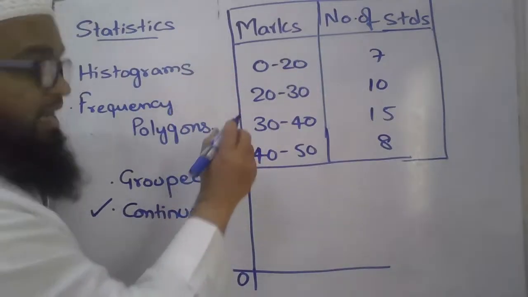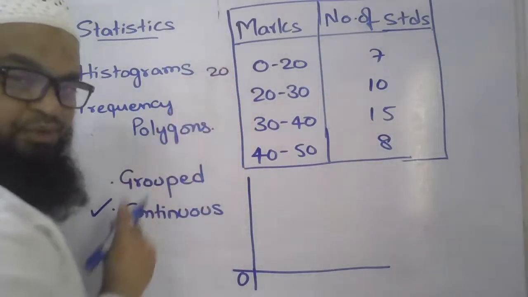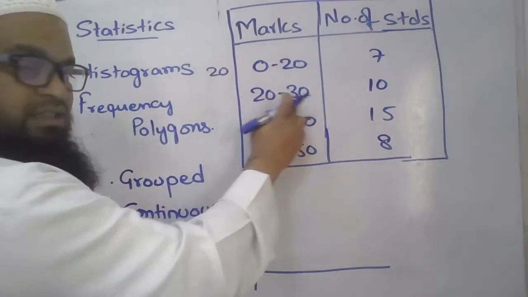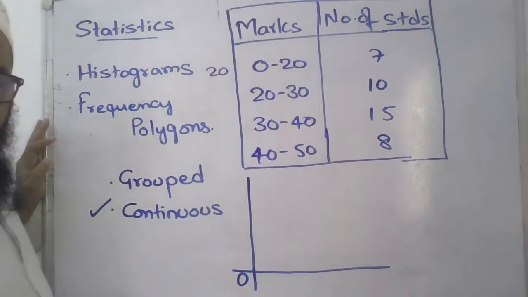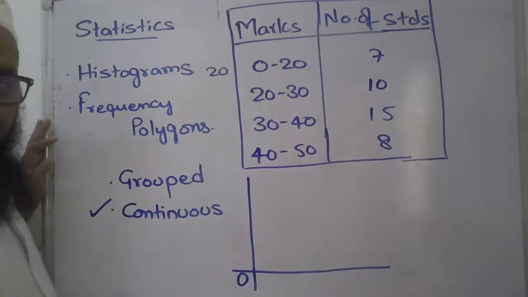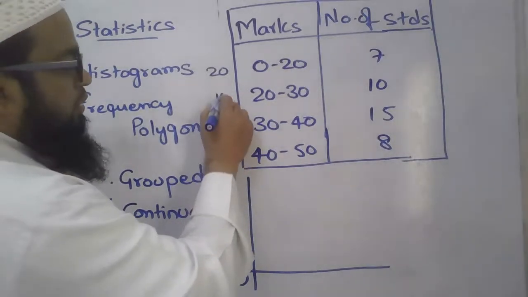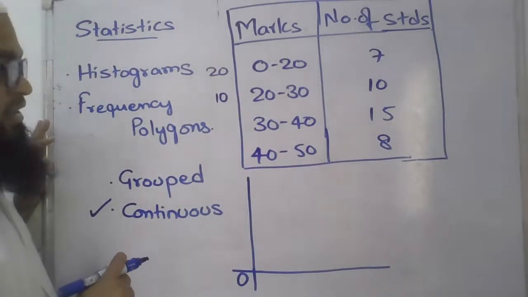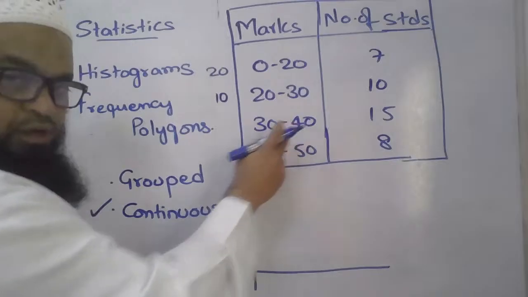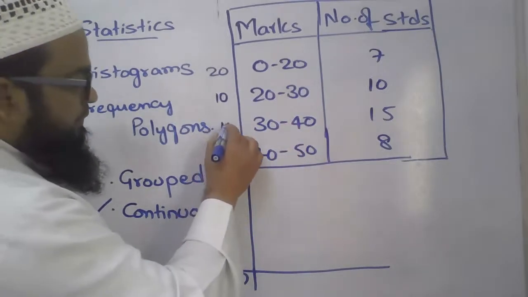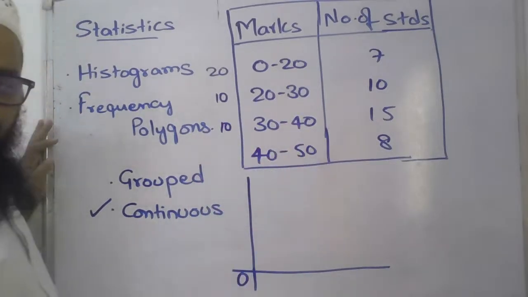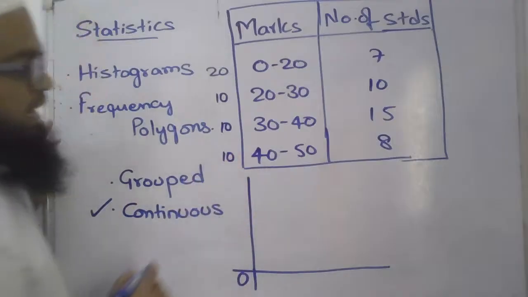No need to write it. For explanation purposes, I am writing. And what is the class size for 20 to 30, my dear students? Please answer me. Very good. So, yes, it is 10. And 30 to 40, it's 10. And 40 to 50, also it is 10.